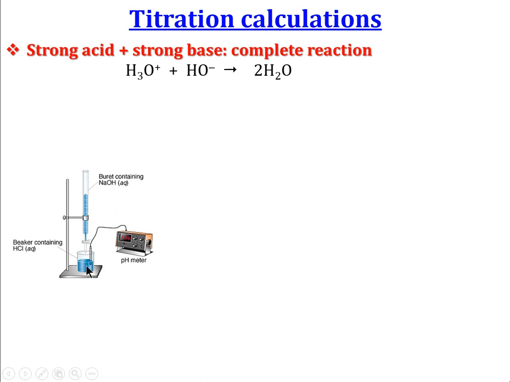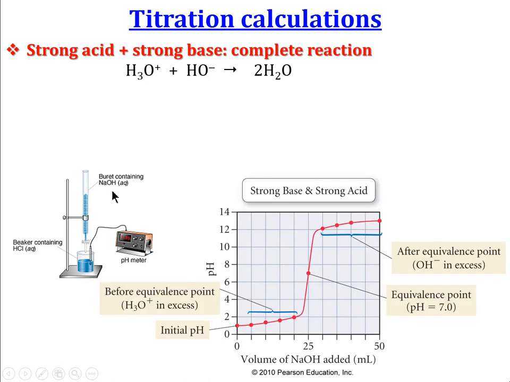Before addition of OH minus, we have H3O plus in the solution, so the pH is acidic. When OH minus is added to H3O plus, H3O plus will decrease. That means the pH will increase. At equivalence, all H3O plus has reacted, and we will have OH minus in excess, so the pH will pass from acidic to basic, and we will observe a jump. The volume at equivalence and the pH at equivalence are calculated by the parallel tangent rule.